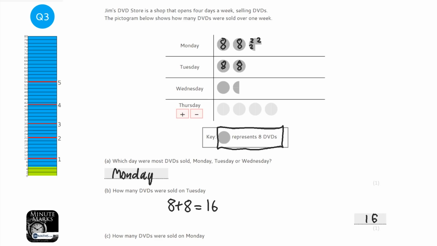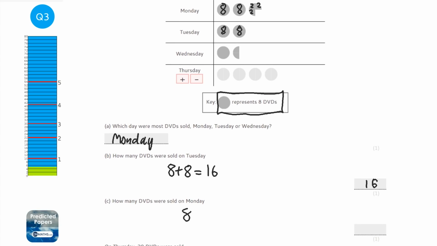So to find out a quarter of it, we just divide it by 4, which gives us 2. So we've got the 8s, because we've got 2 complete circles, and then we've got those 3 2s, so we've got another 6. So we just need to add on 6 to the 16. So 16 plus 6 is going to be 22. So that's going to be 22.